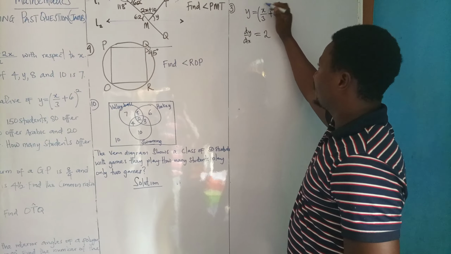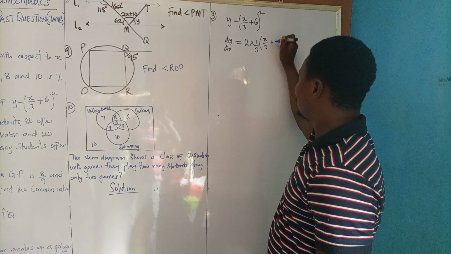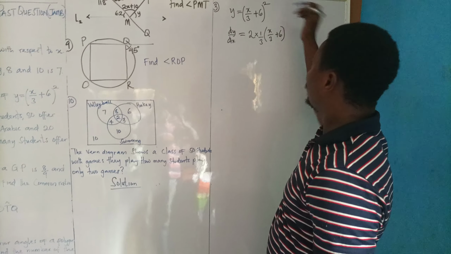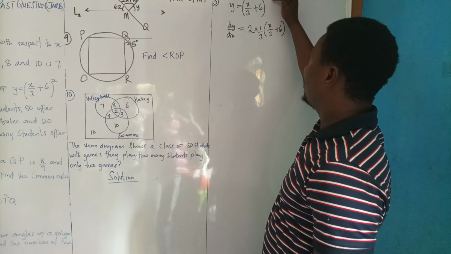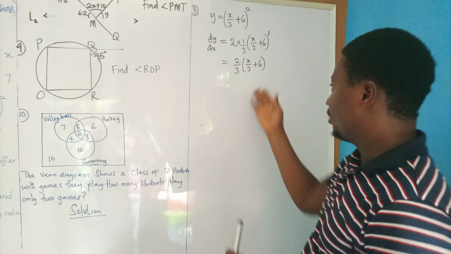So you open your bracket back. What you have there is still x/3 + 6, then raised to a power. Since you have differentiated with respect to the power, the power must reduce by 1, so this is now 1. So what we have finally is 2/3 times (x/3 + 6) raised to power 1, which is still the same thing as this.